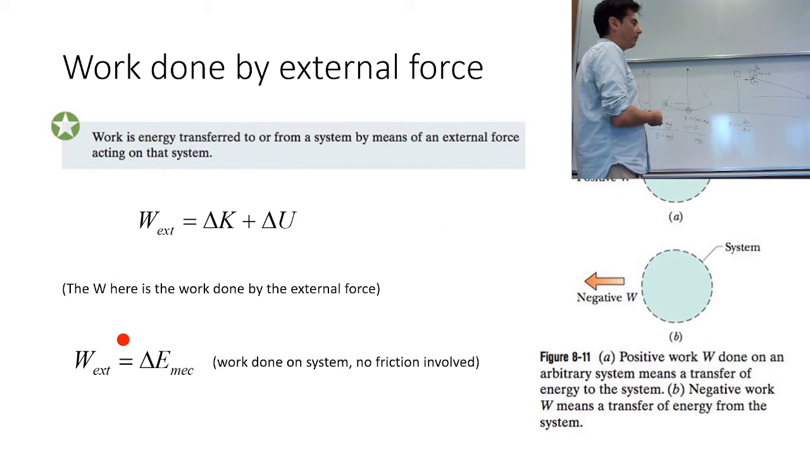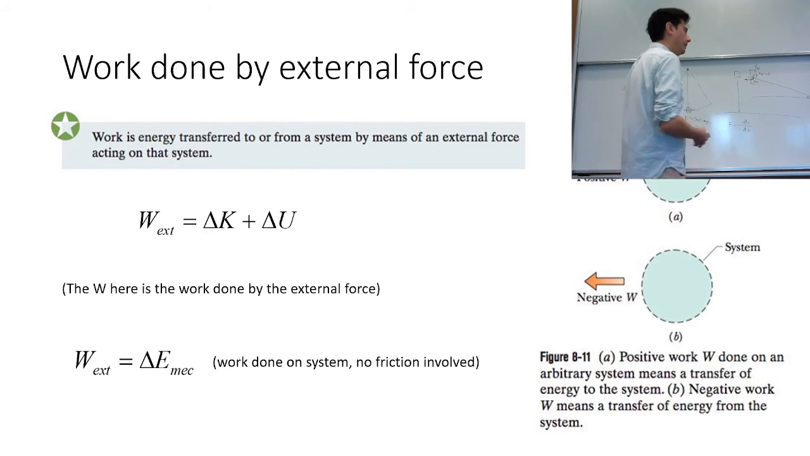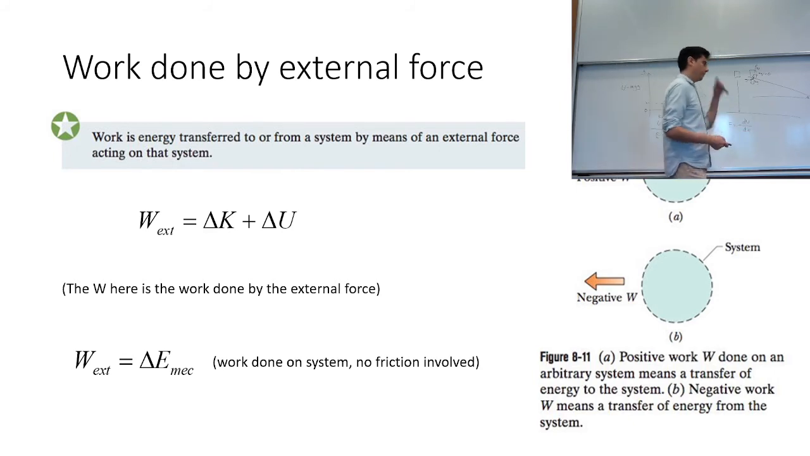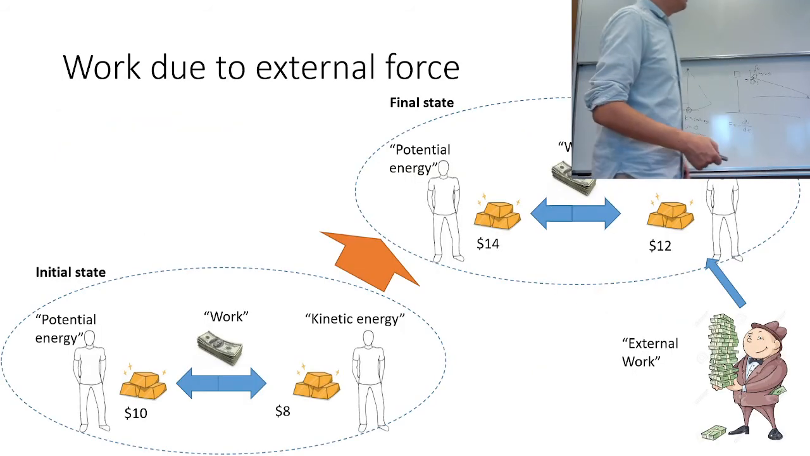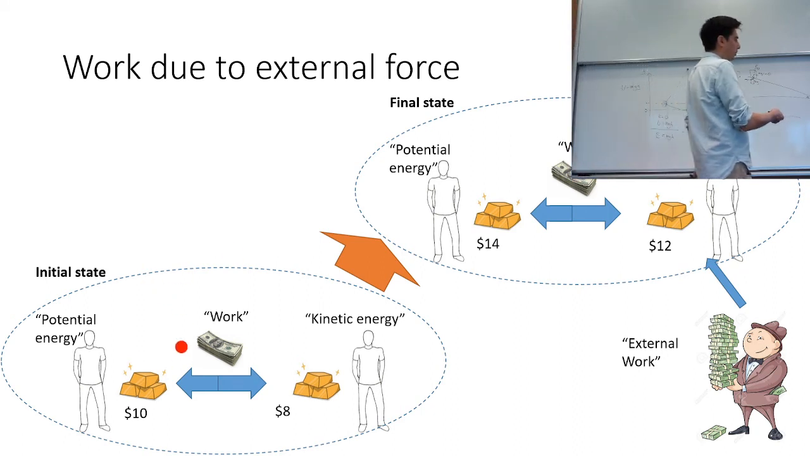So that will result in a change of mechanical energy of the system, mechanical energy being the total of the kinetic and potential energy. And that will boost the whole energy of the system. So let's think of the money analogy again. The work that we've been talking about previously is just converting between the potential energy and kinetic energy here, right?